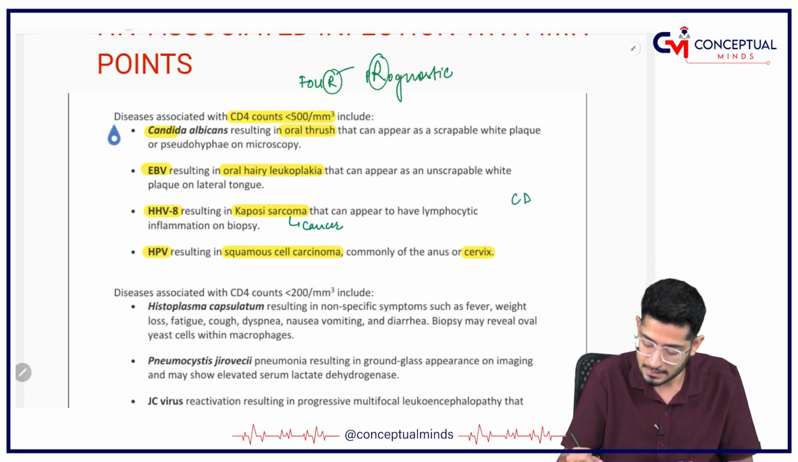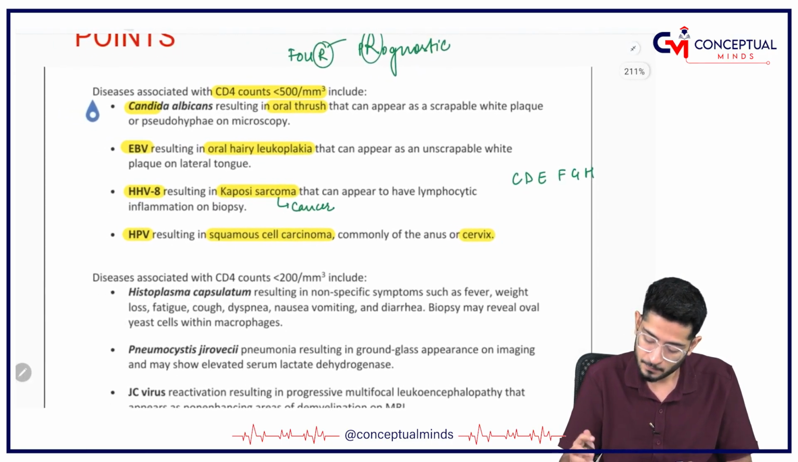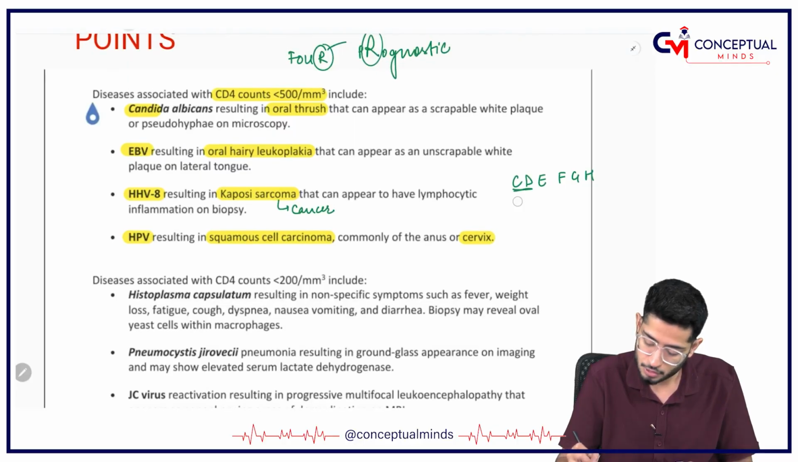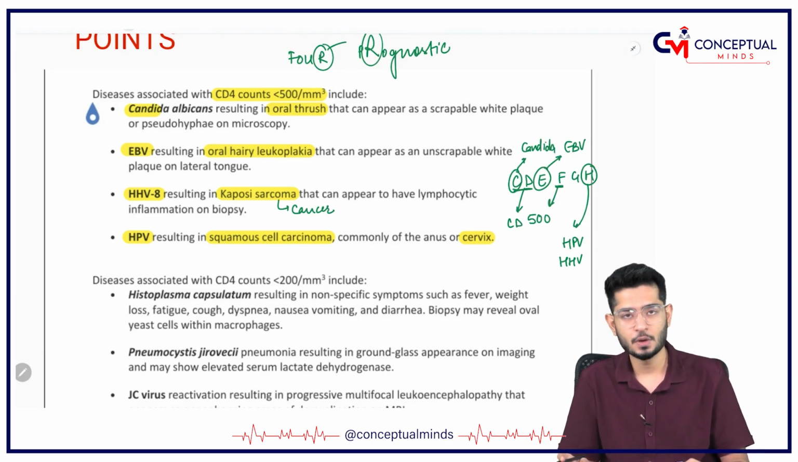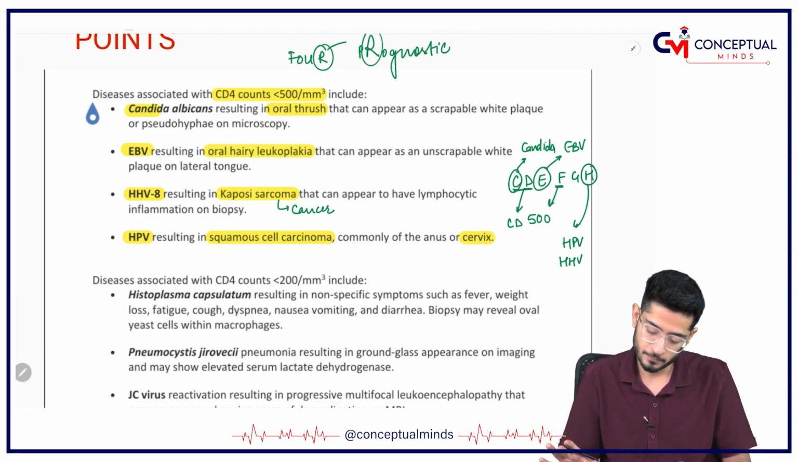So how to remember? C, D, E, F, G, H. What does this mean? CD, that means CD4 count, should be how much? F, that means 500. CD4 count 500. So you will have H. What is H? H means HPV, HHV. What was E? E for EBV. What is C? C for Candida. Okay, all these things you have to remember. You got it? Great.